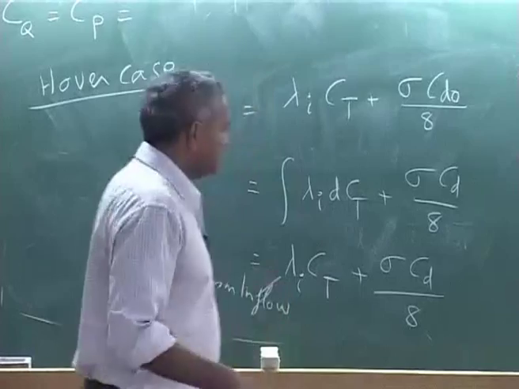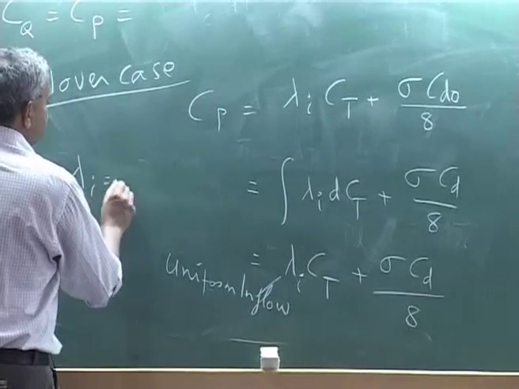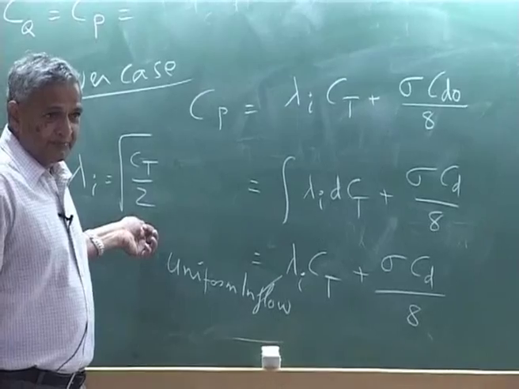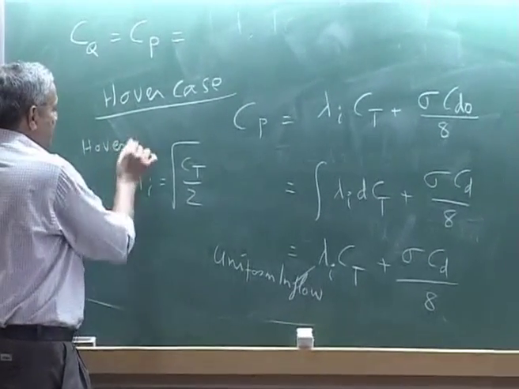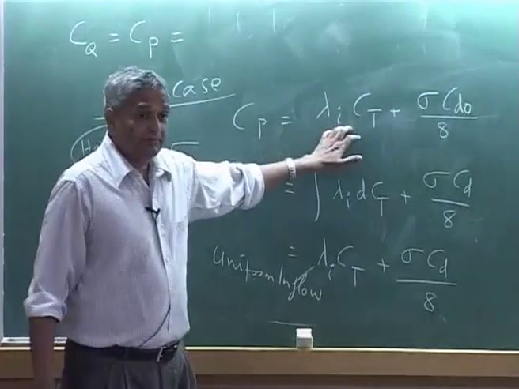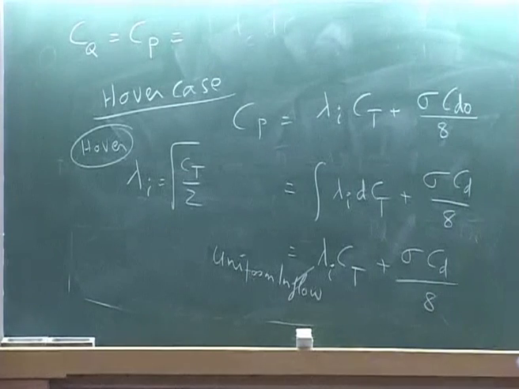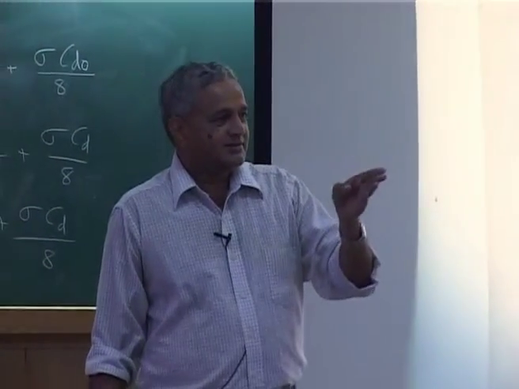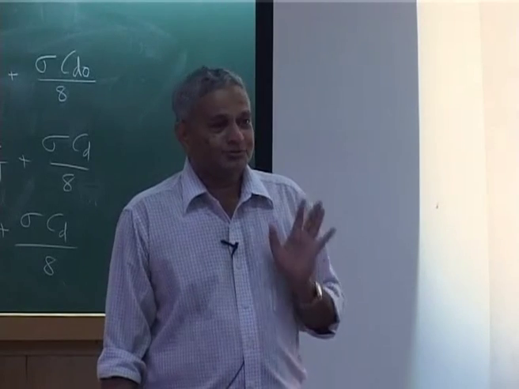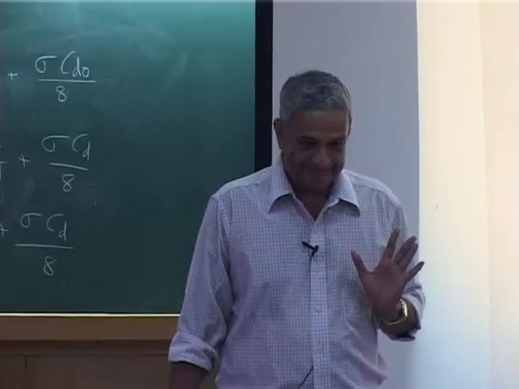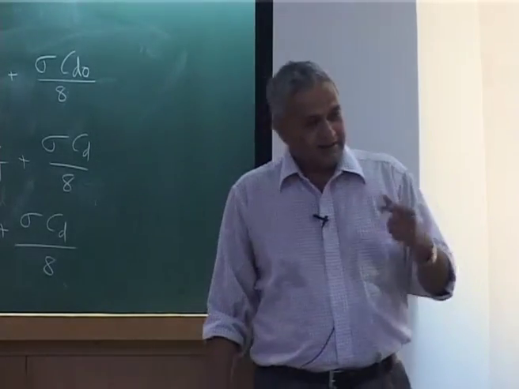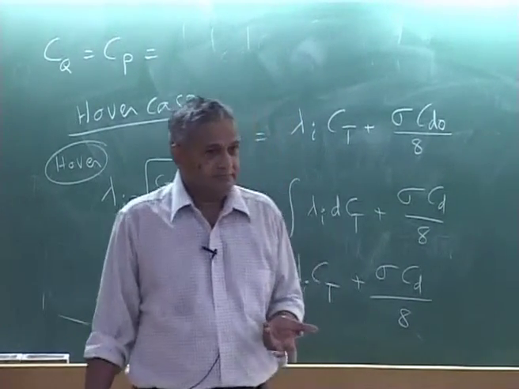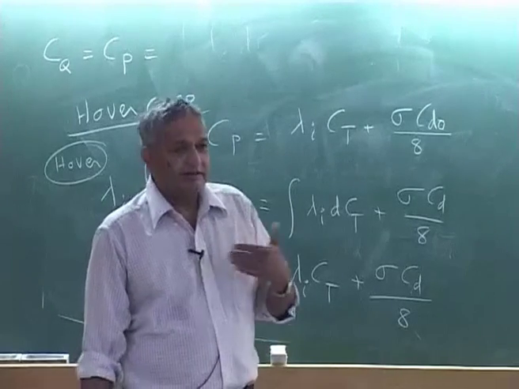Then momentum theory has given me lambda I is root CT over 2, momentum theory in hover. Hover case, lambda I is this. That means I can directly put. Now, you see, this is the expression which we got earlier in the momentum theory, when we wrote power coefficient, it is basically CT to the power 3 by 2 over root 2. That is the ideal power, which you can never get. In the real case, because you cannot say my inflow is uniform, you will have a non-uniform inflow.